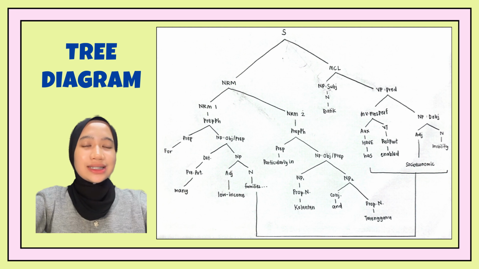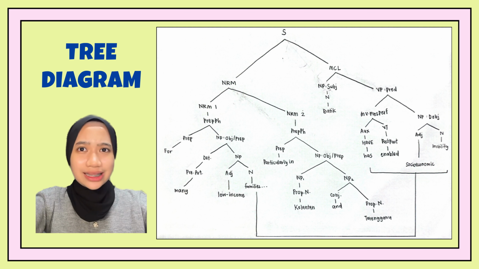The verb group is has enabled, which is a transitive verb group in the present perfect form. There is no modality because no modal auxiliary is used and the voice is active. The verb takes a direct object, which is the noun phrase socio-economic mobility. Within this noun phrase, socio-economic functions as an adjective and mobility is the head noun.